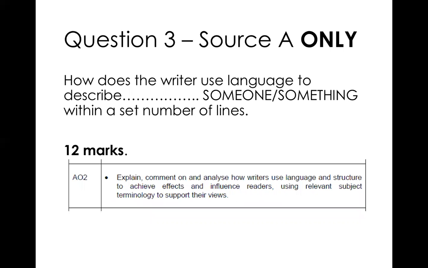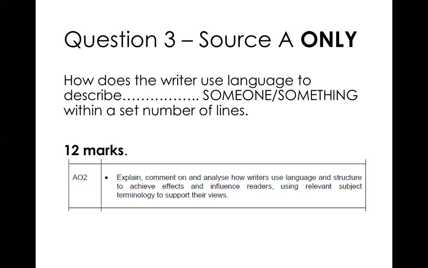Question number 3, source A only, once again, and it does say at the top of each question which source you need to consider. This question will ask you, how does the writer use language to describe someone or something within a set number of lines? This question is very similar to question 2 from paper 1. All right, so we're focusing on language, okay, and it will give you a set number of lines to look at. This focuses on assessment objective 2, your ability to explain, comment on, and analyse how writers use language to achieve effects and influence readers using relevant subject terminology to support your views. And this question is worth 12 marks.